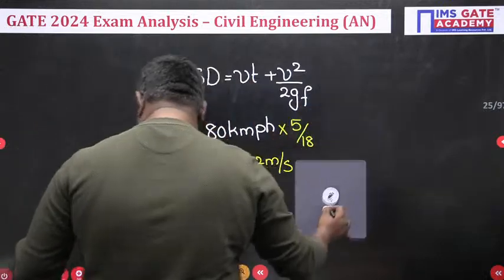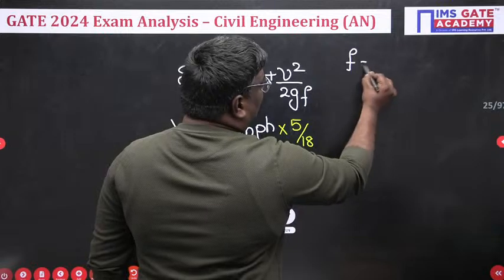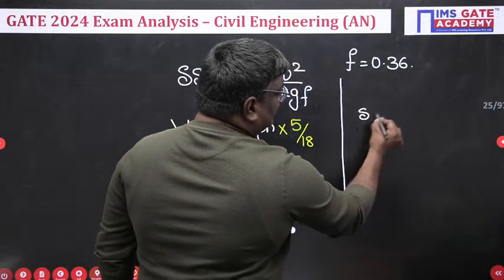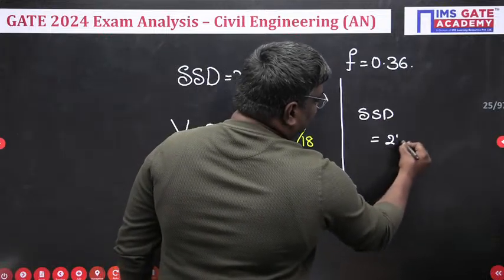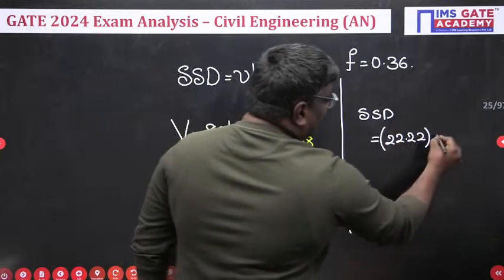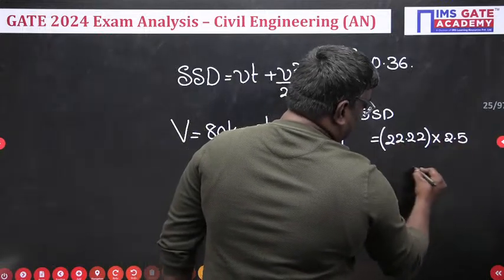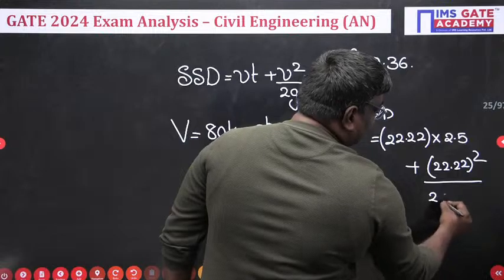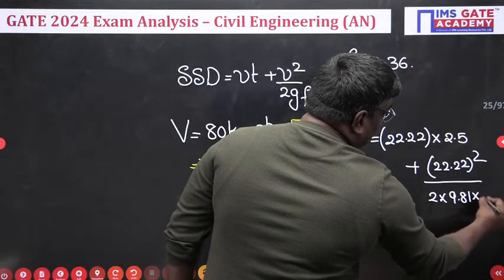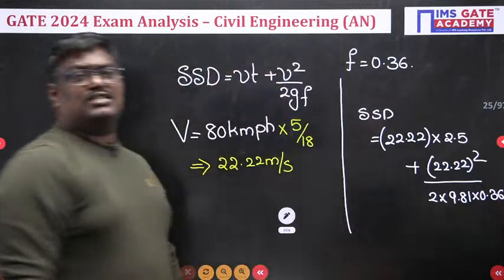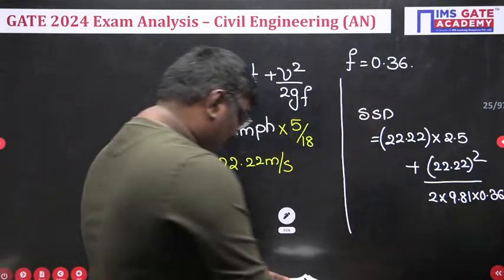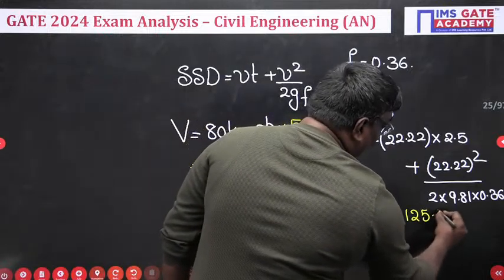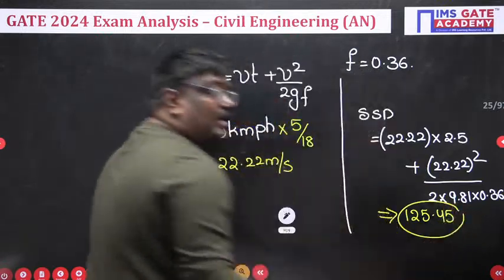Now they have given the coefficient of friction as 0.36. If I calculate SSD for this question, it is 22.22 into reaction time, 2.5 seconds, plus 22.22 whole square upon 2 into gravity, 9.81, into 0.36. If you calculate this, the SSD value will come as 125.45 meter.